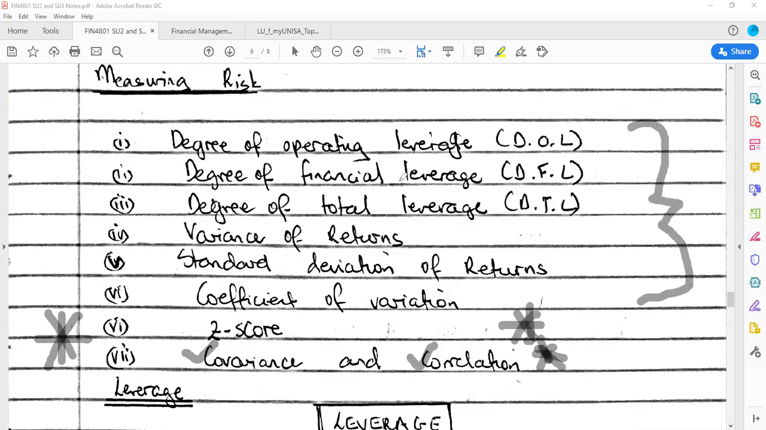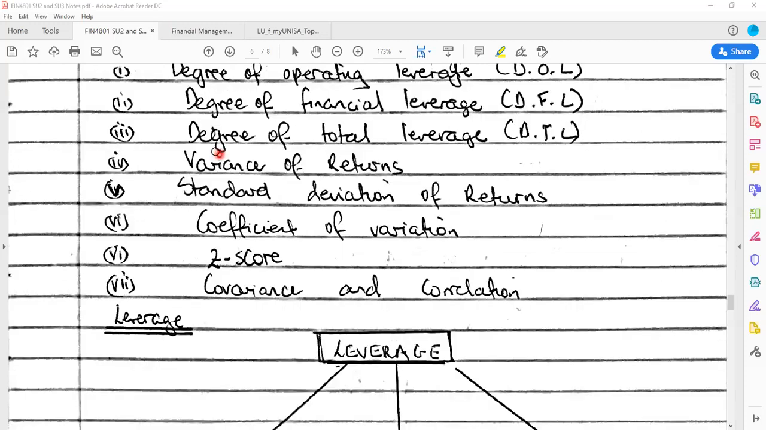So I'm going to take you through each of these, and then we'll see these later on when we look at capital budgeting and we're doing questions to see if they come up. So we've got degree of operating leverage, degree of financial leverage, degree of total leverage, variance of returns, standard deviation of returns, coefficient of variation, and then these two, the Z-score, covariance, and correlation, the ones I was saying, are not as important as the top ones there.